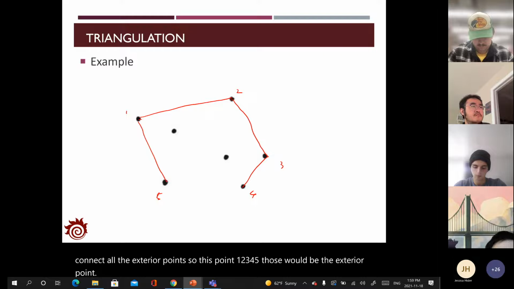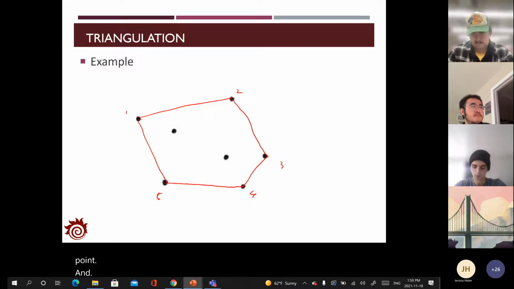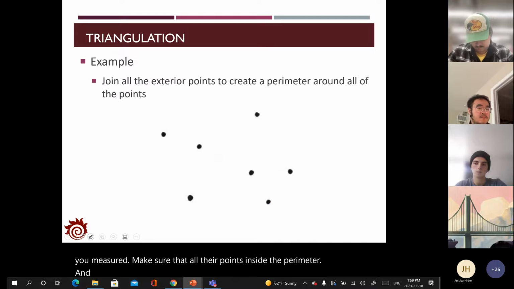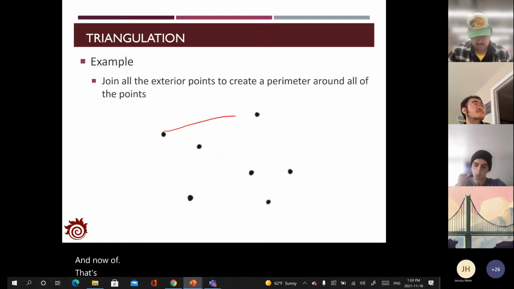And this parameter should cover all the other points you measured. Make sure that all the other points are inside the parameter. And now that's what we do. Join all the exterior points.